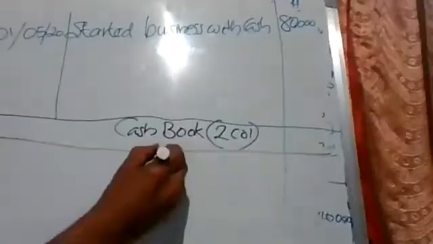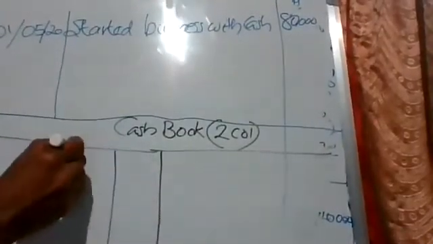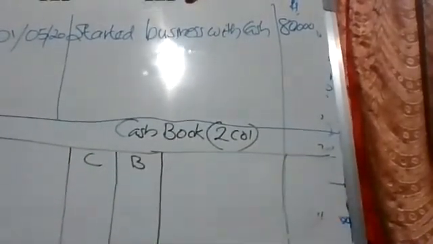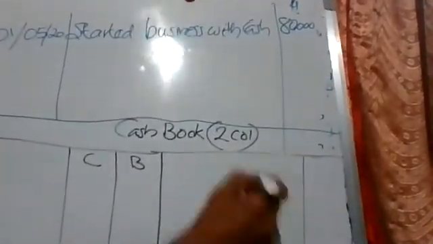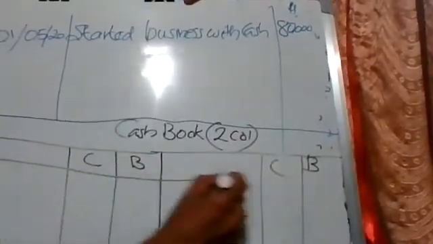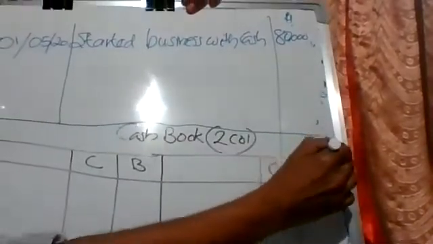Cash book, in brackets, two column. One bank column, one cash column. Cash first, bank second. Cash, bank. This debit side, credit side. Okay.